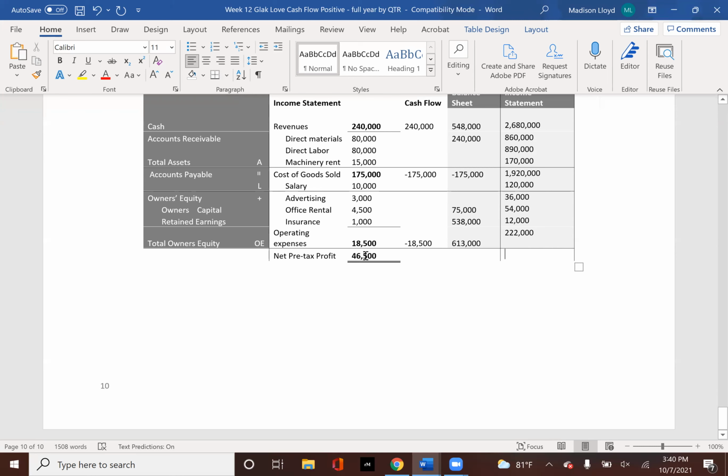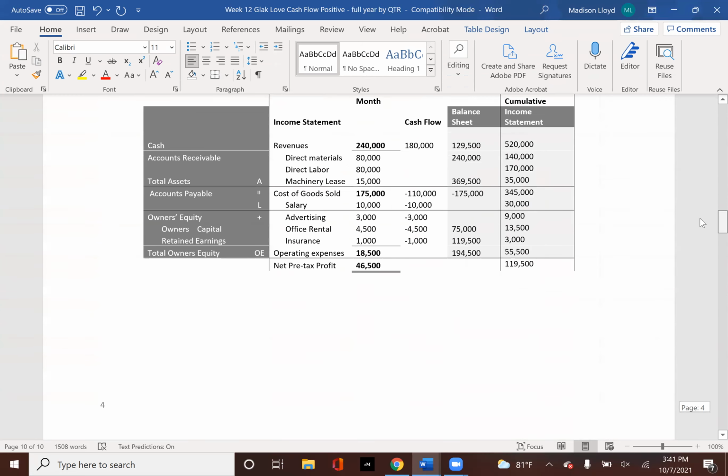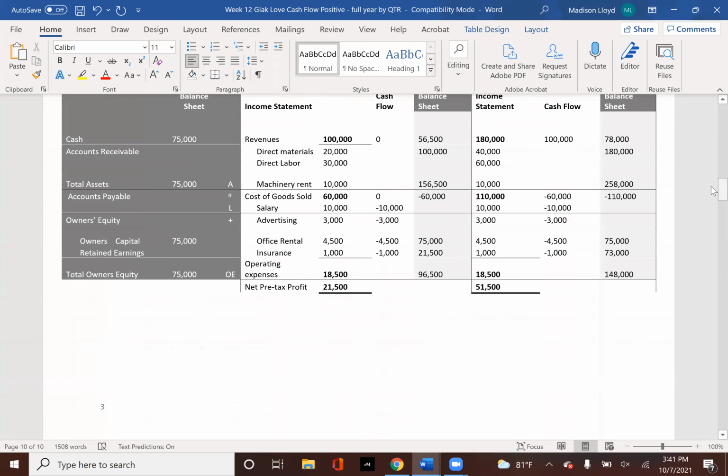Our profit was the same for 10 out of the 12 months because we had the same revenues for 10 out of 12 months. So 46,500 times 10, $465,000 plus your first and second month's profit, which is going to be $21,500 plus $51,500.